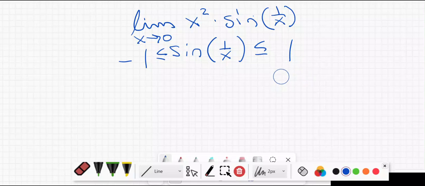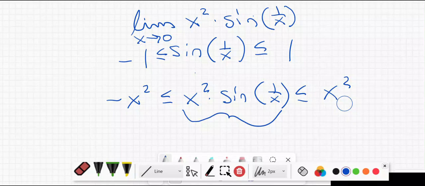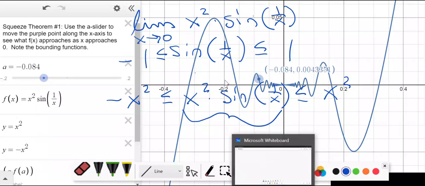If sine is always between 1 and -1, and I multiply everything by x squared, -1 times x squared, this sine times x squared, and 1 times x squared, I know that the function that I care about is always going to fall between -x squared and x squared. So if we go back to our graph and graph those, what we're essentially coming up with are upper and lower bounds for this.